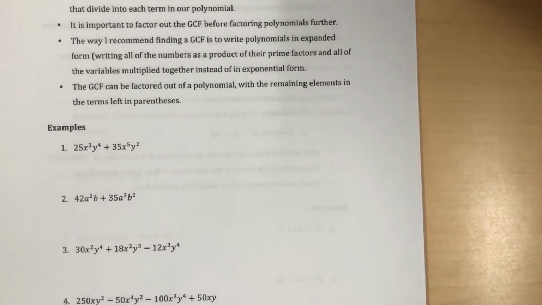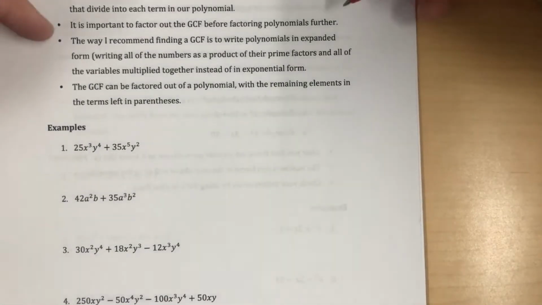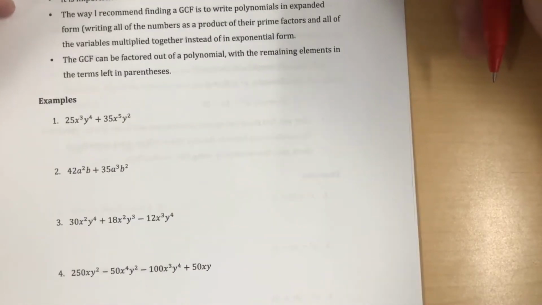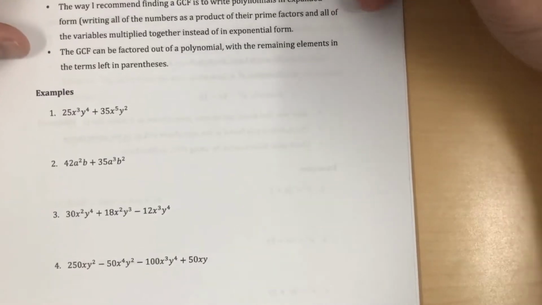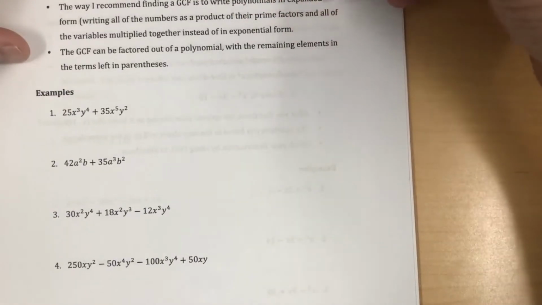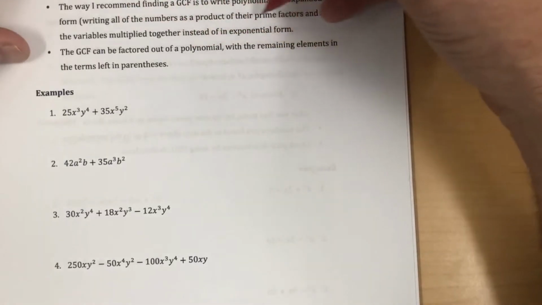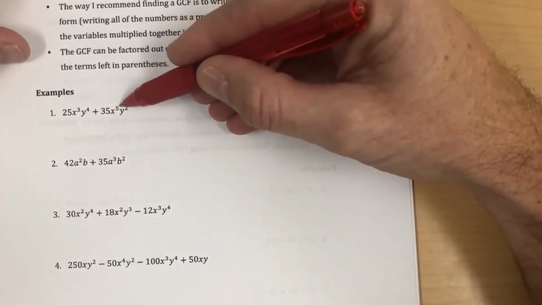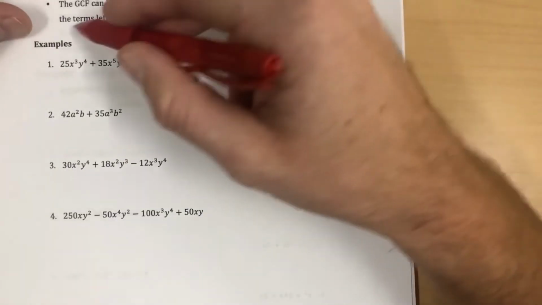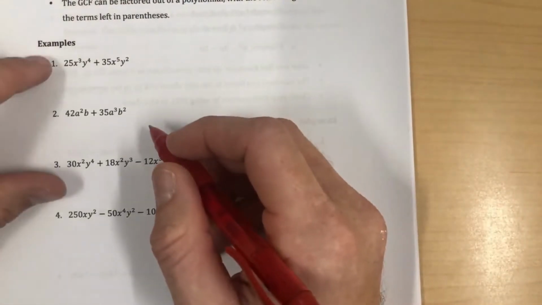Now, the reason that we talk about the greatest common factor is because it's important to factor this out before we go into other factoring processes in our polynomials. The way I recommend finding the greatest common factor is to write polynomials in expanded form, that is, writing all the numbers as a product of their prime factors and all the variables multiplied together instead of in an exponential form like we'd see here. The greatest common factor can be factored out of a polynomial with all the remaining elements or factors left in parentheses. Let's see how this works.